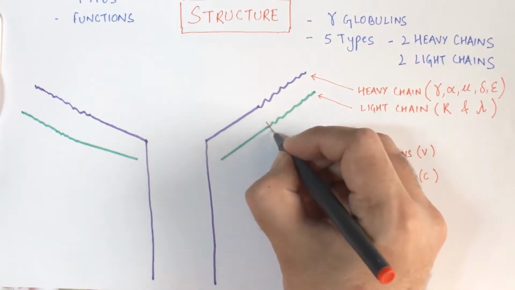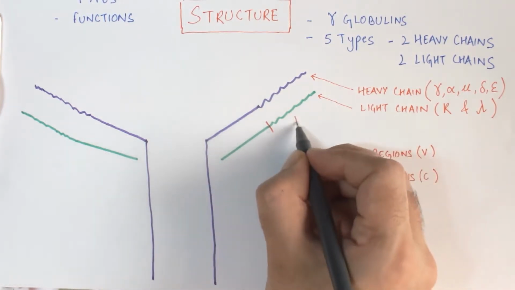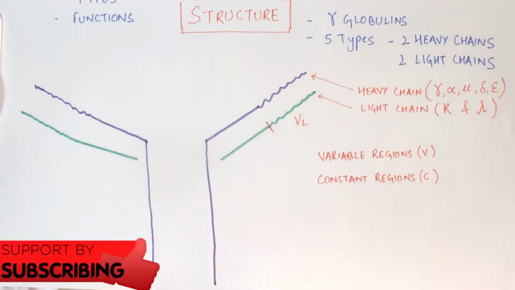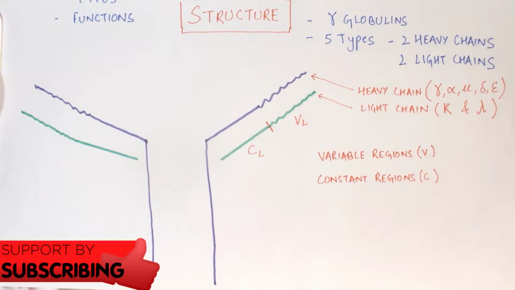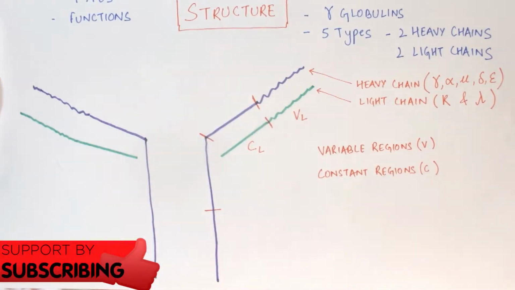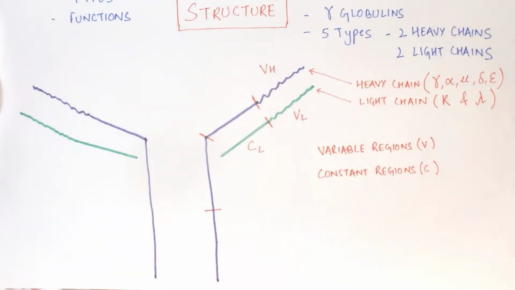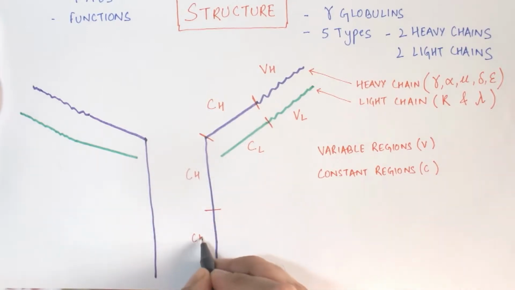So as you can see on the light chain, there are 2 parts. The distal wavy part is the variable region of the light chain and the proximal part is the constant region of the light chain. Similarly, the heavy chain is divided in 4 parts. The distal 1/4 of it is the variable region of the heavy chain and the proximal 3 parts are the constant regions numbered as 1, 2 and 3.